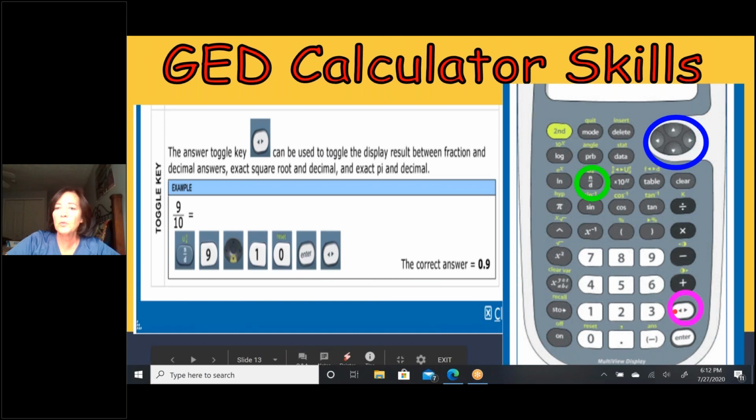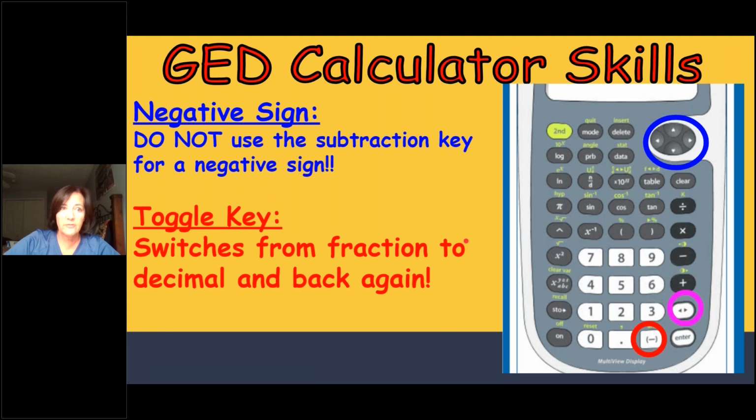Clicking that button will take you between having a fraction showing on your calculator and having a decimal. So if you're given an answer in decimal form, but you need it in a fraction, you click that toggle button. Or just the opposite. If you're given the answer in fraction and you want it as a decimal, you click this purple button and it will switch your answer back and forth.